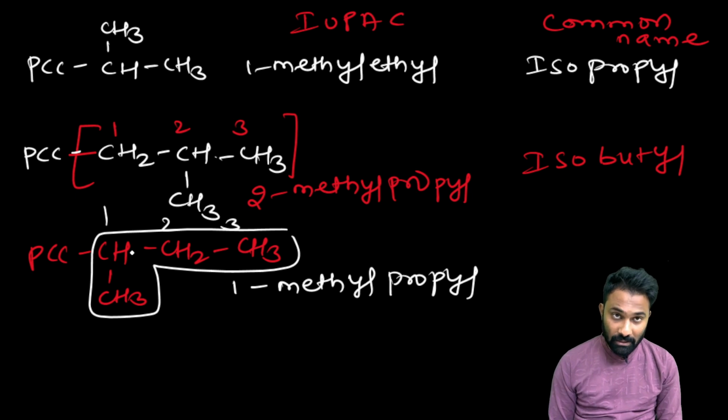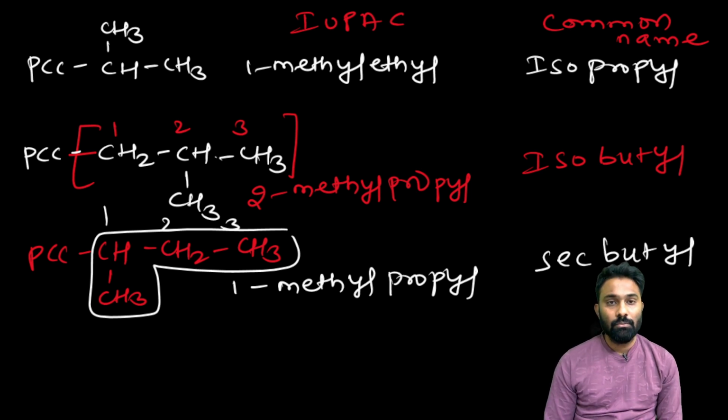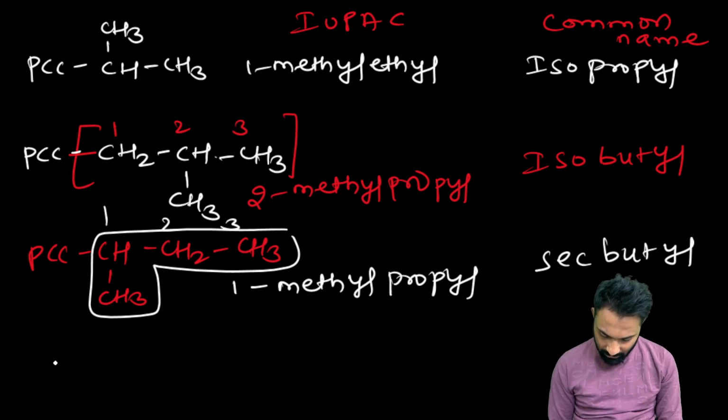But the common name will be, as I already explained, free valency, and if the carbon is having the free valency and it is attached to two carbons, then it will become the secondary butyl. Secondary butyl. Clear?